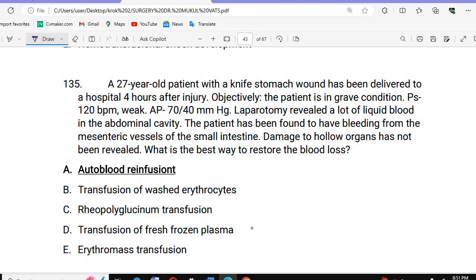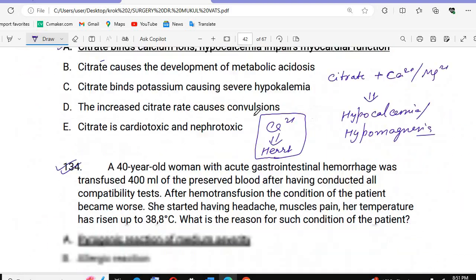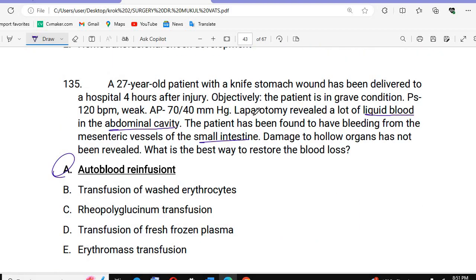There is a question about a patient with a lot of liquid fluid in the abdominal cavity. The patient is found to be bleeding from the mesenteric vessel of the small intestine. Damage to the hollow organs has not been revealed. So what we call this condition is auto blood reinfusion. In this question they ask in which case we can do the auto transfusion, stomach rupture, and in this case they ask the opposite: there is liquid fluid in the abdominal cavity, so the best way to restore the blood is auto blood transfusion.